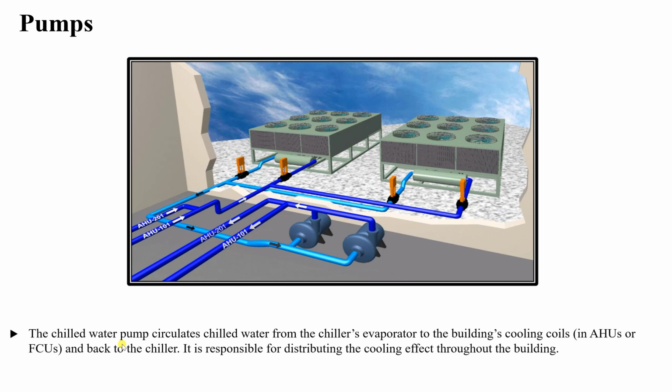So the chilled water pump circulates the chilled water from the chiller's evaporator to the building's cooling coils like air handling units or fan coil units and back to the chiller. And it is responsible for distributing the cooling effect throughout the building.